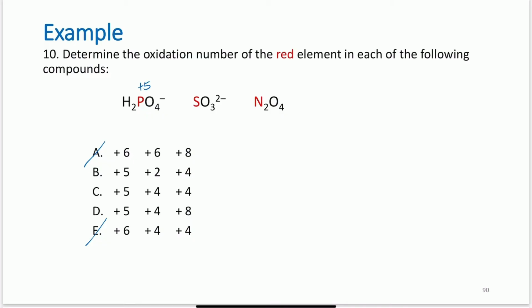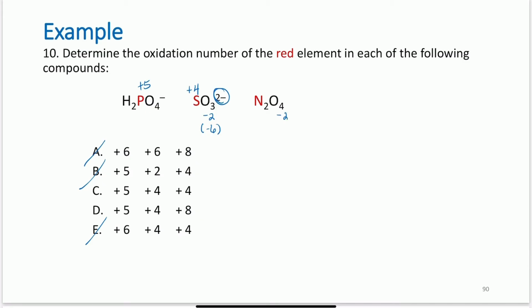What about SO3 2-? Oxygen, -2 charge, overall -6. I need a 2- overall charge for the entire ion here, which means sulfur must be +4, which means B is out. N2O4, each oxygen is -2, so -8 overall, which means I need a +8 overall because it's a neutral compound, which means each nitrogen must be +4. C must be our answer.